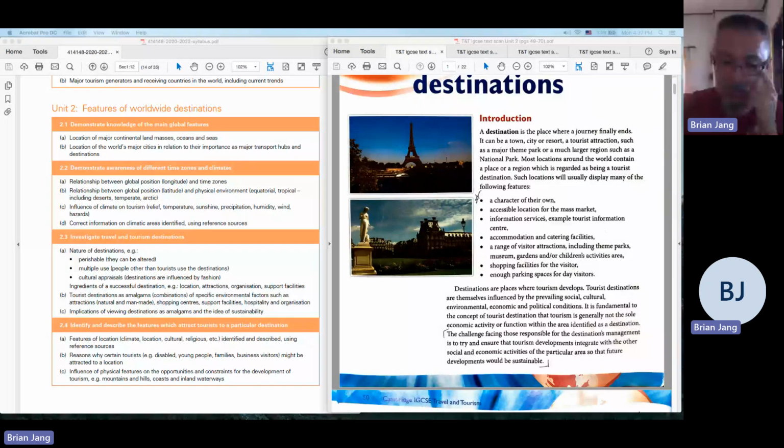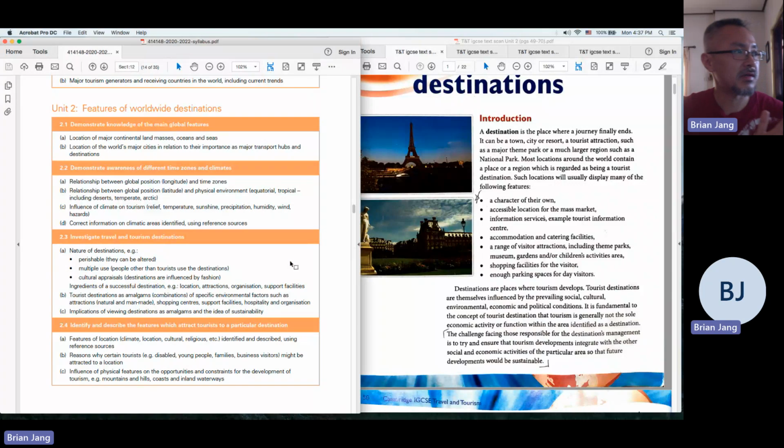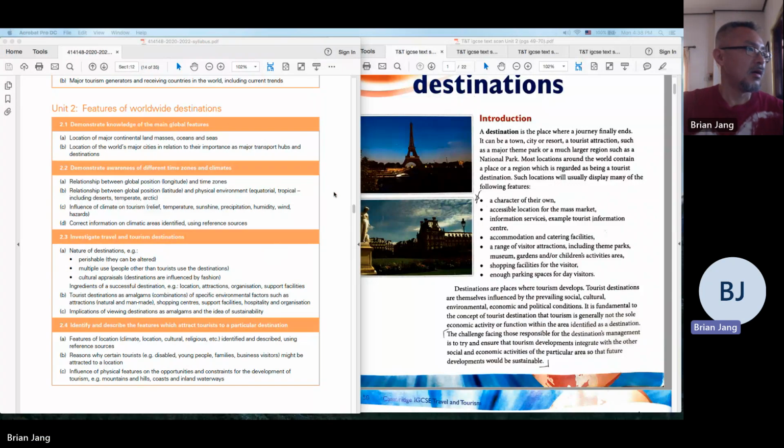Hey guys, so this is a Unit 2 review, just Unit 2. On the left side of the screen, you have the 4 different sections for Unit 2. I'm just going to fly through these so that you guys can maybe get some advice on what things to look out for. So, features of worldwide destinations.